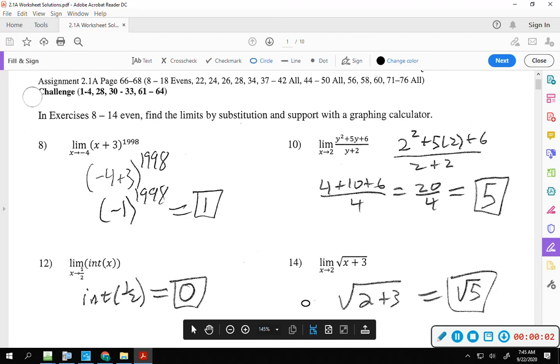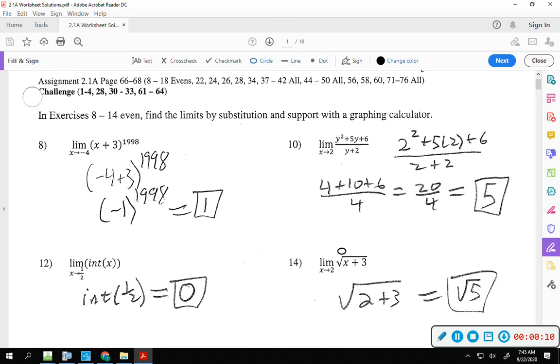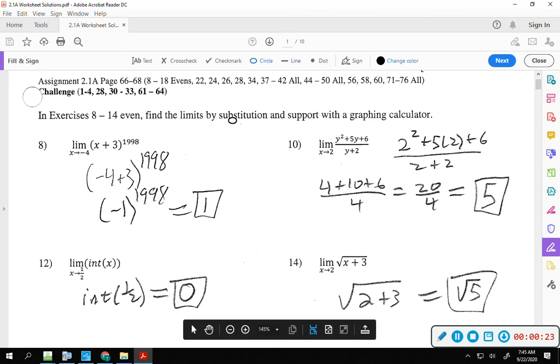Okay, this is a recording of the 2-1A homework assignment. I'm going to use the PDF file as much as I can because a lot of it really doesn't require, I don't think, watching the process of it. Okay, we'll see. First of all, on these first 14, the directions say find the limits by substitution and support with the graphing calculator.